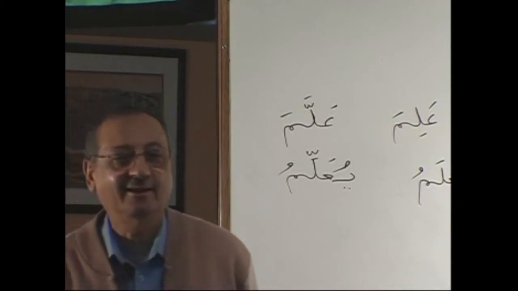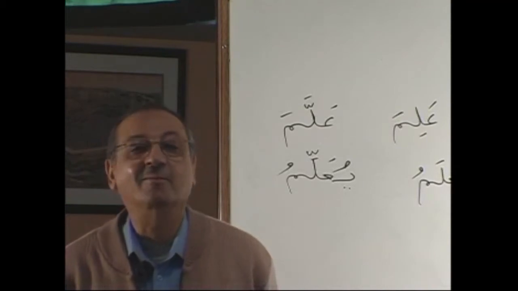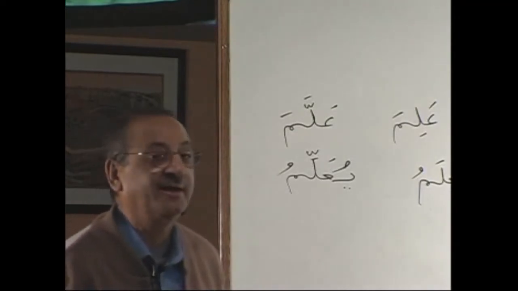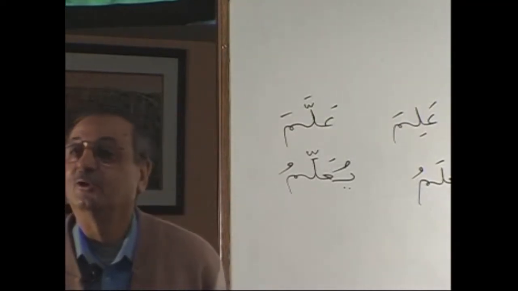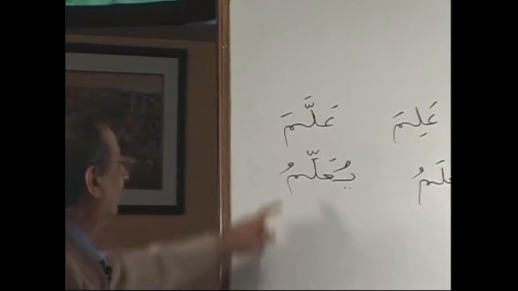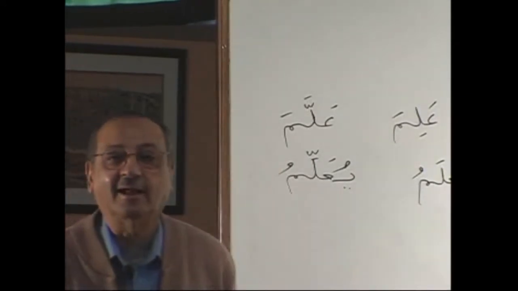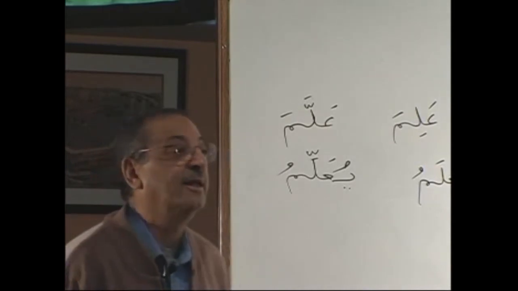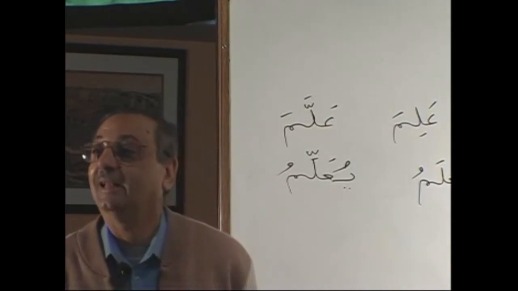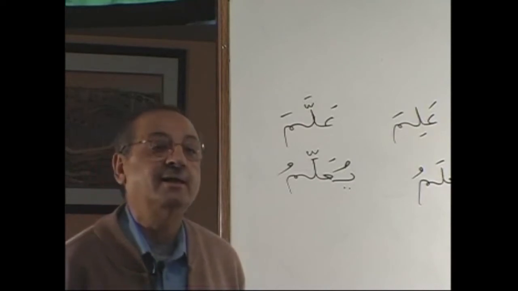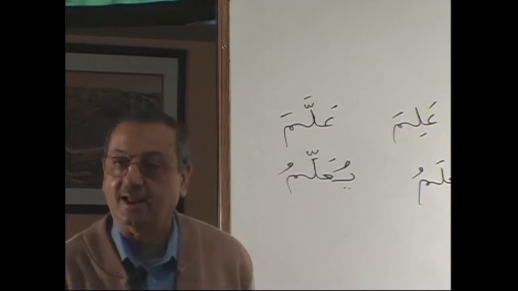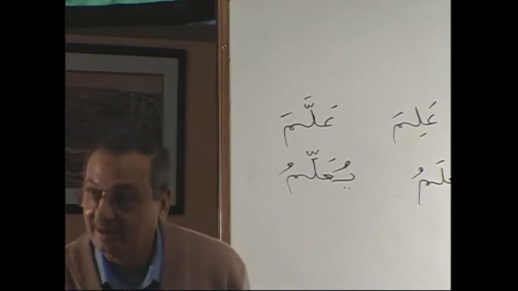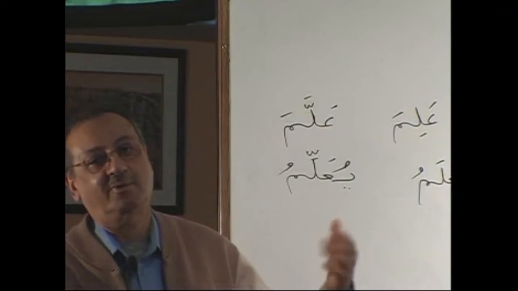Yu'allimu, ready? Yu'allimu, yu'allimani, yu'allimuna, tu'allimu, tu'allimani, yu'allimna. You will give a sukoon here. And then anta, tu'allimu, tu'allimani, tu'allimuna, anti, tu'allimina, tu'allimani, antunna, tu'allimna, ana, u'allimu, nahnu, nu'allimu. Got the idea?